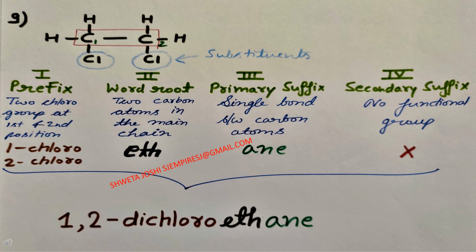Because of the presence of 2 carbon atoms in the main chain, the word root will be eth. And since there is only a single bond between carbon-carbon atoms, the primary suffix will be ane. And since no secondary suffix is present, we have to write down the complete ane part in this case. So its IUPAC name will be 1,2-dichloroethane.